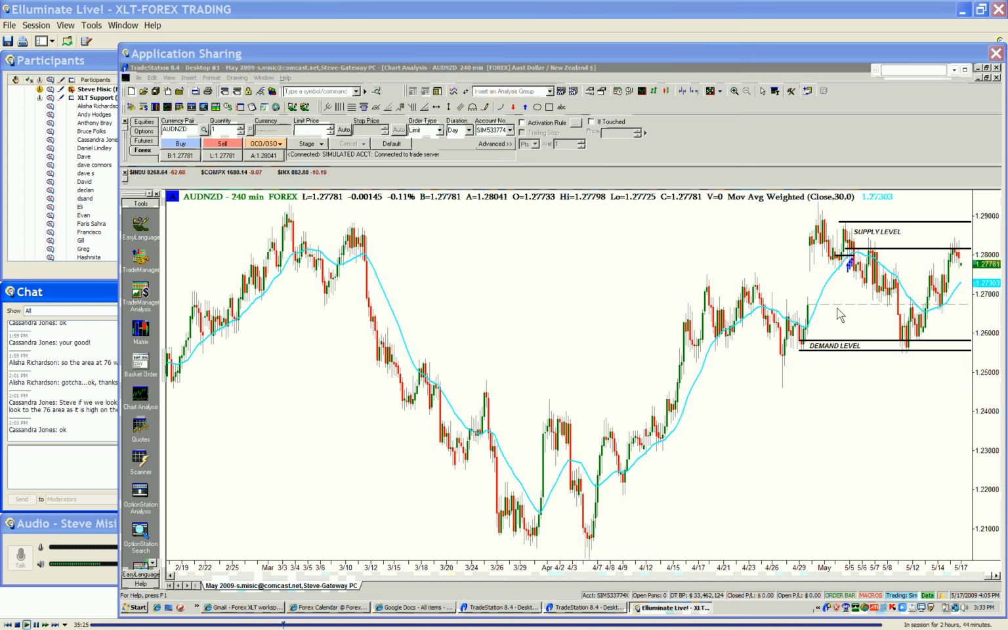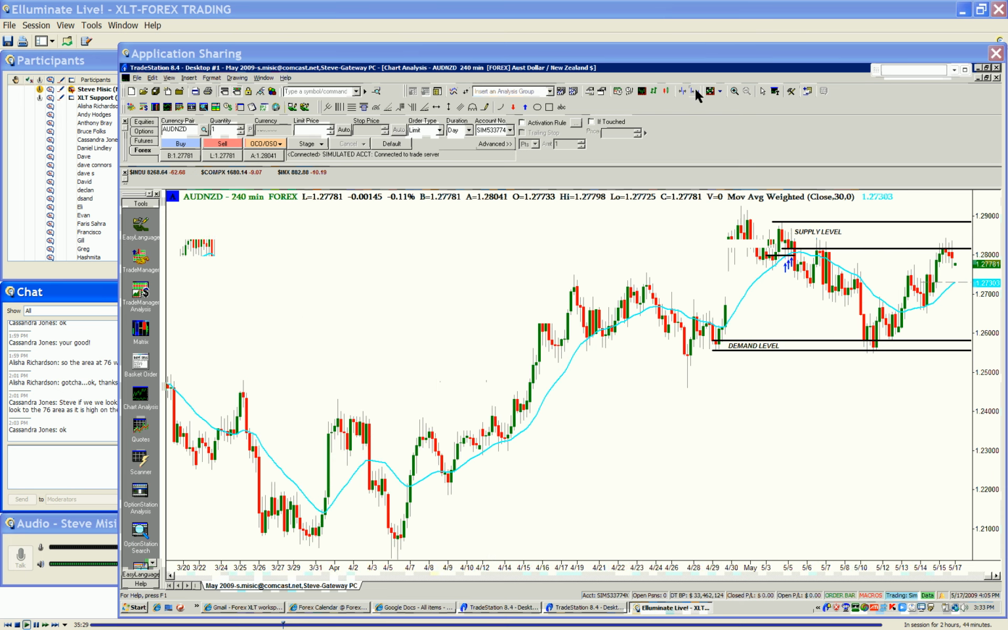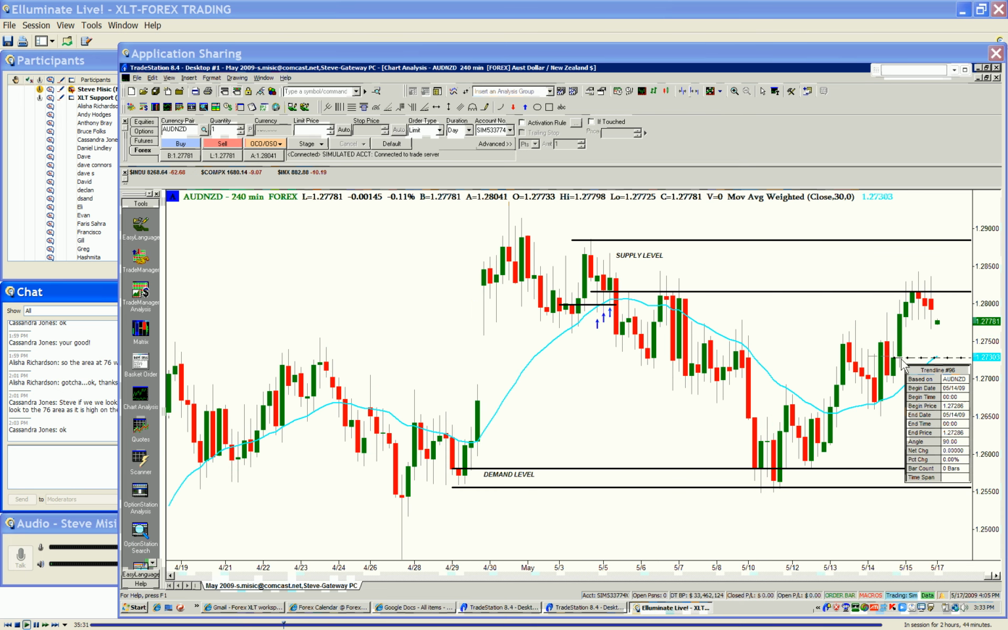All right. So what happens now? Looks like there's a tiny little itsy bitsy demand level that formed here. And we're just selling off here, and we could possibly come down to this 127.30 area, find a little bit of support.